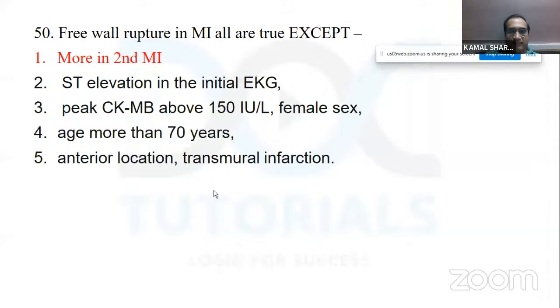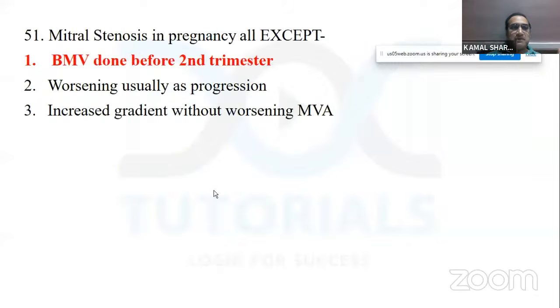Most of these patients have an STEMI. They have very high necrosis, which means CPK total and MB would be rising drastically. Elderly patients, anterior MI and transmural MI, these are the patients who will get free wall rupture, and usually it's the first massive transmural MI.